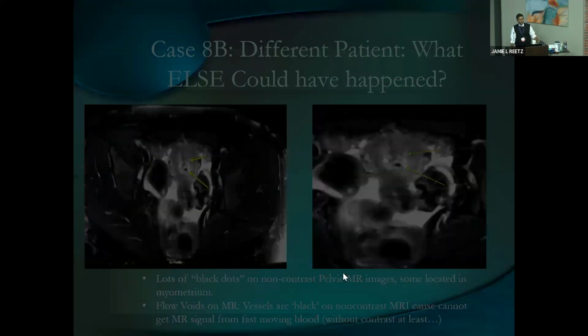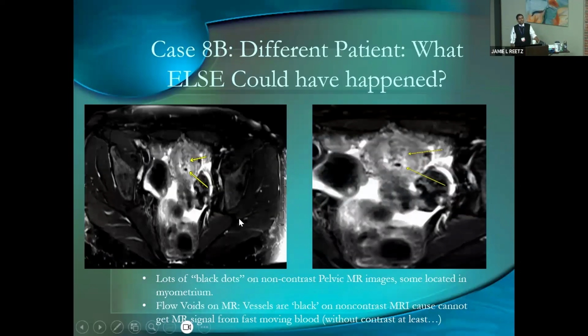What else could have happened with this patient? So let's pretend on a different patient, same issue, same ultrasound. We did the MR. Looking at this MR, we can see there are a bunch of low dots all in this endometrium. So these are flow voids. So when you don't give contrast and you look at a blood vessel on MRI, it is black. Why is it black? Because blood is always moving.